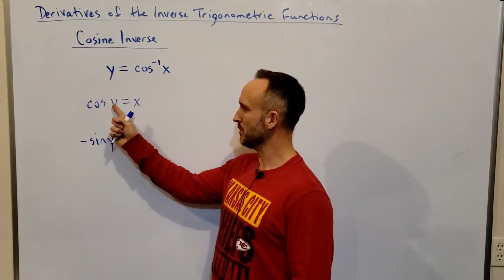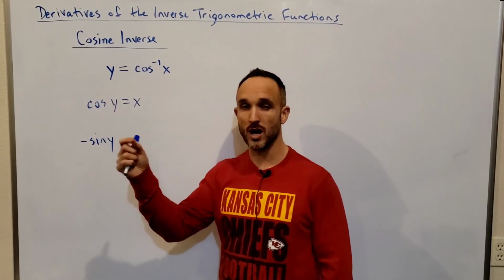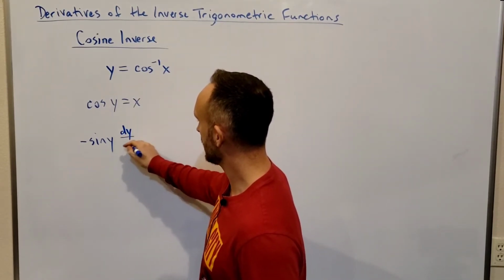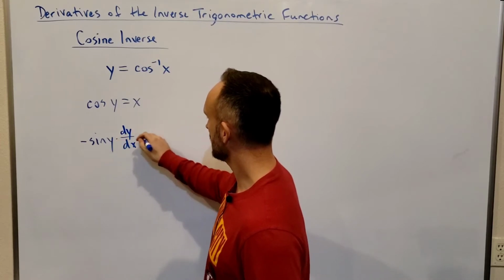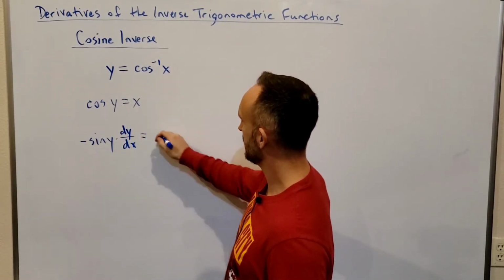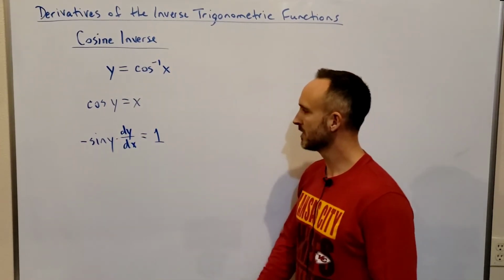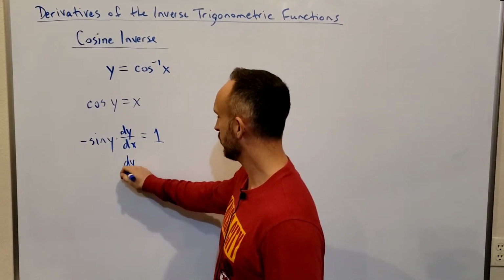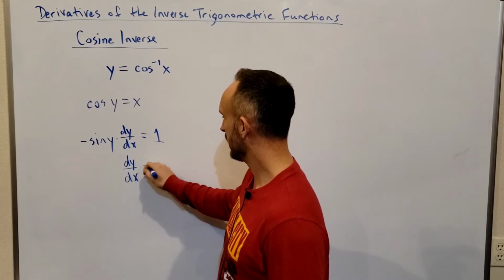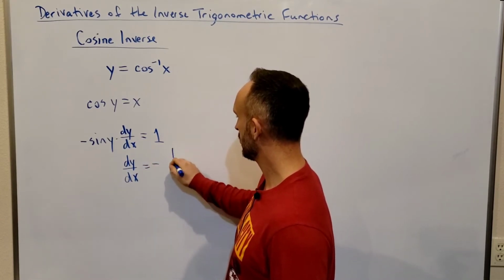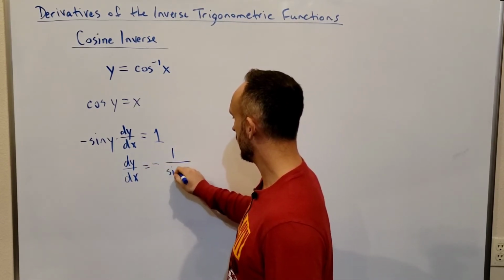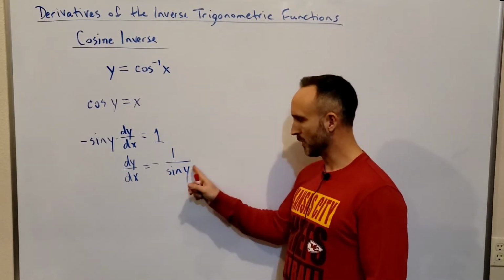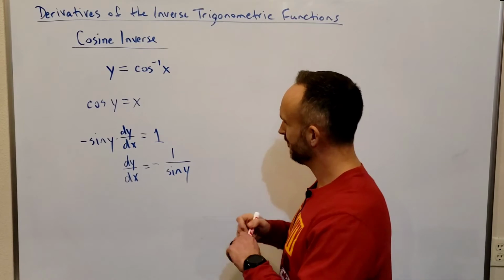But it's a chain rule because the input to the cosine function is y, which is a function itself, the derivative of which is dy dx. And the derivative of x is 1. Okay? Solving for dy dx, I'll divide by negative sine y. So I get a negative fraction, 1 over sine of y. Then I need to create my right triangle to write sine of y using x's.